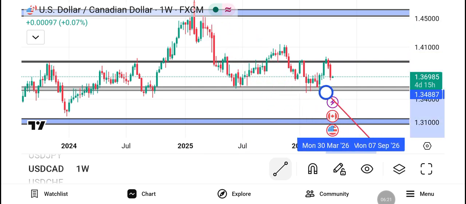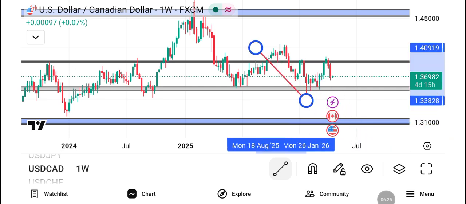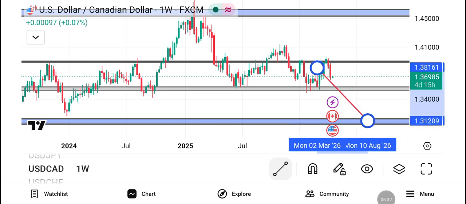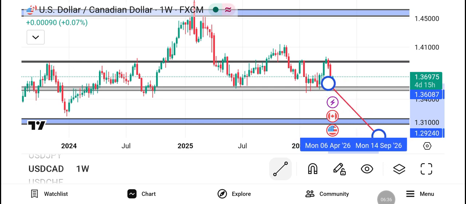Normally this is a sell trend. This is a bearish momentum, sorry, a bearish trend rather. So this demand you are seeing here is a weekly demand, and you can see.